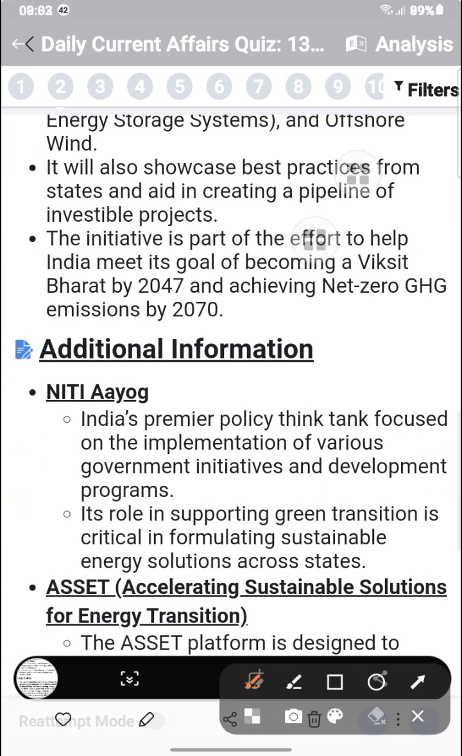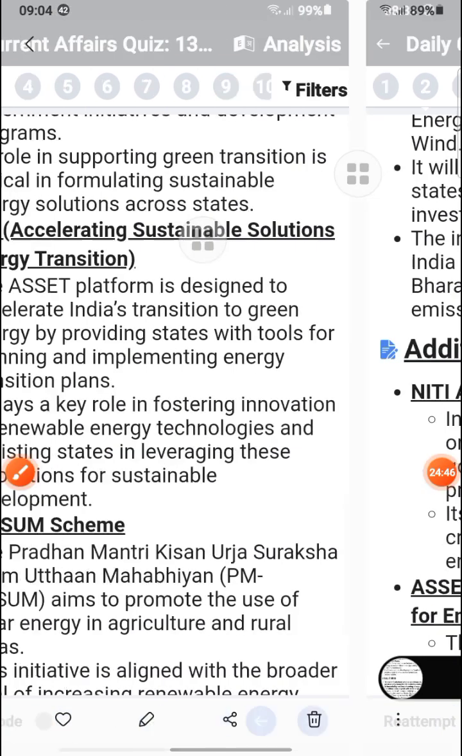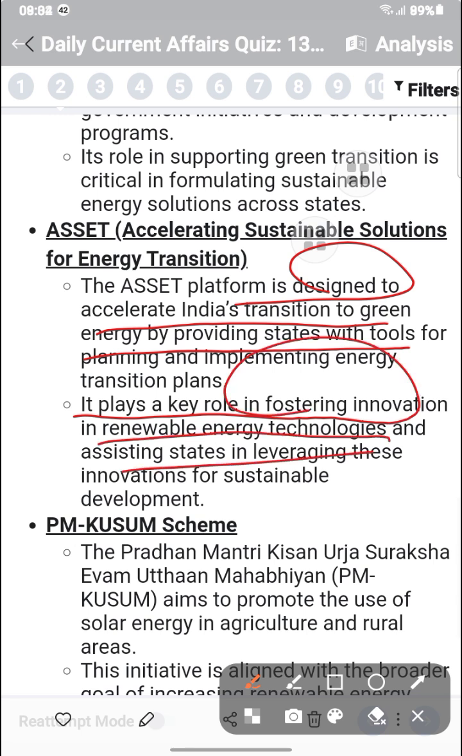Now, NITI Aayog is India's premier policy think tank, focused on various government initiatives, and its role is supporting green transition, policy formulation and sustainability. ASSET is accelerating sustainable solutions for energy transition. So ASSET is a platform designed to accelerate India's transition to green energy and play a key role in fostering innovation in renewable energy.